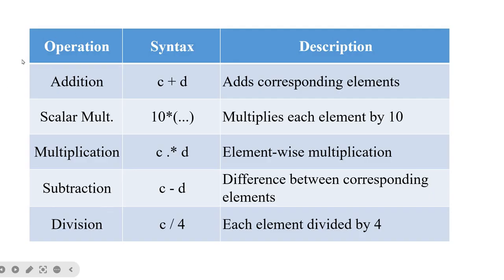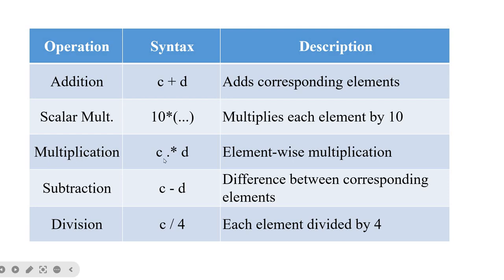These are the operations, syntax and the description. So when we are going for addition, it will be like C plus D. We are adding the matrices and it adds the corresponding elements of both the matrices. Then we have scalar multiplication, where it will multiply each element of the matrix by 10. You can vary this number.